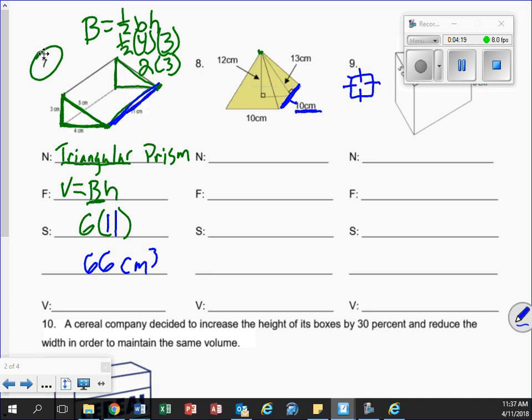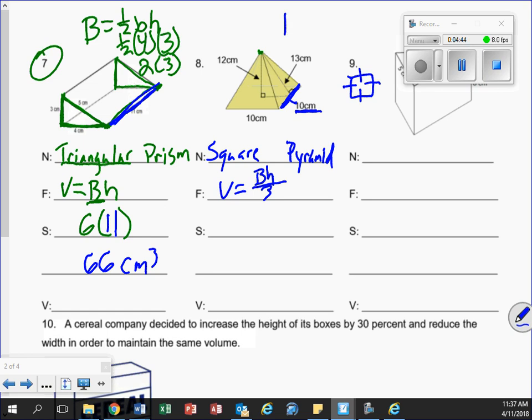So we know this is a square pyramid. All right, now we have to find the volume formula, which is equal to base times height divided by 3. We have the same problem. We have to solve for B.